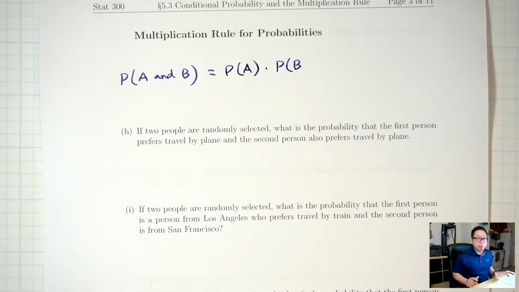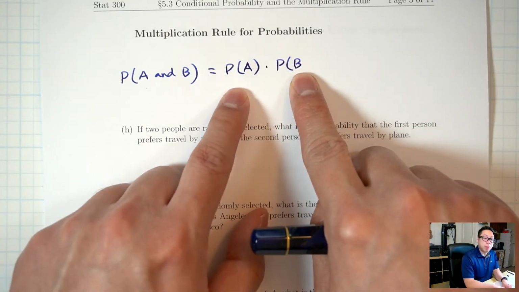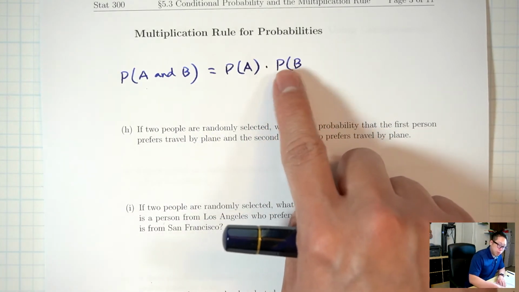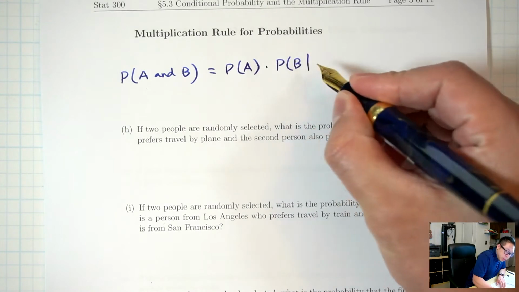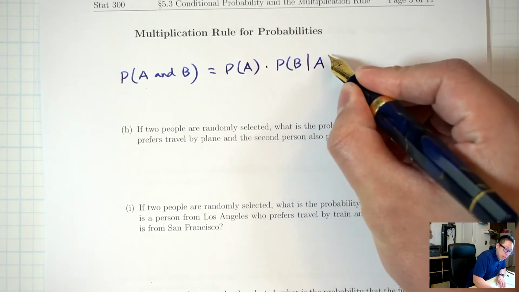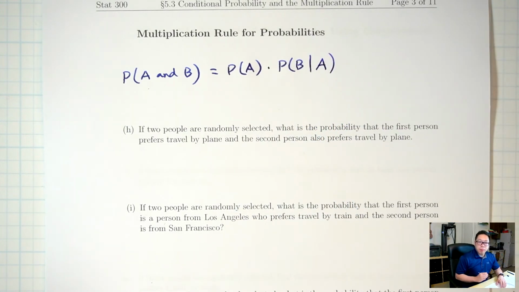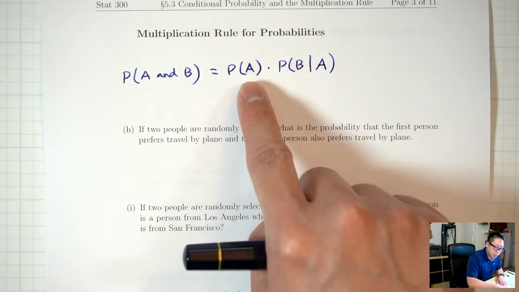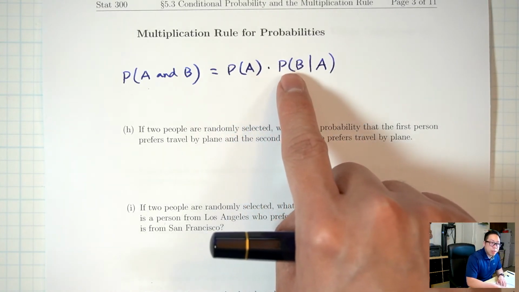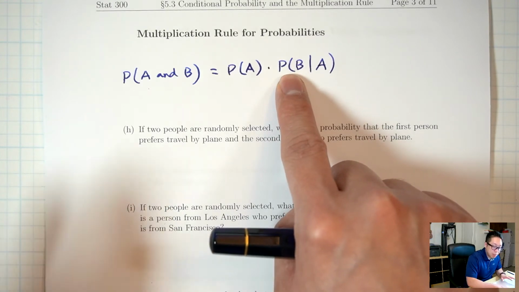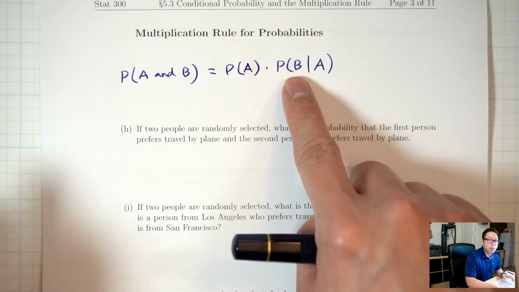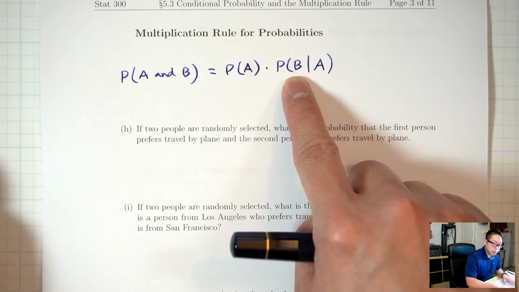But not any plane people, right? I don't want just any plane people. I want the plane people from that group of LA people that I just picked. So it's not going to be regular probability of B. It's going to be probability of B given that I already picked the LA group. Okay, so probability of LA, and then probability of plane, but not any plane, plane given that I already picked the LA group. So plane from that group of LA people that I just picked.